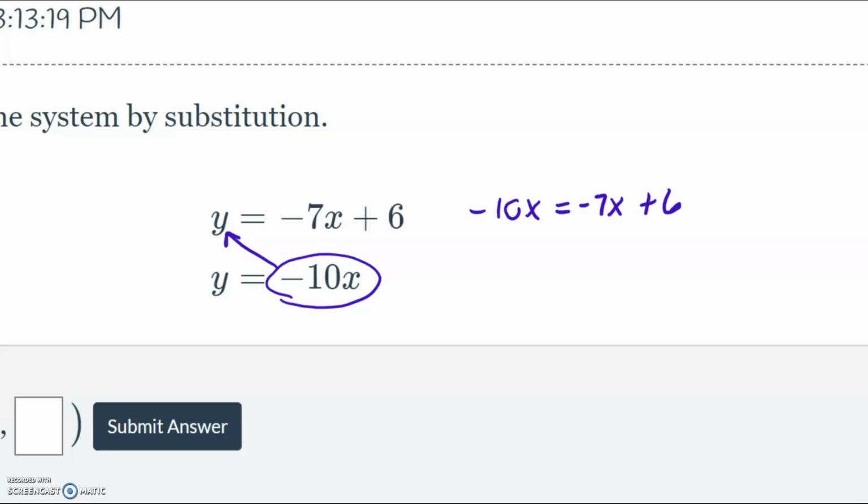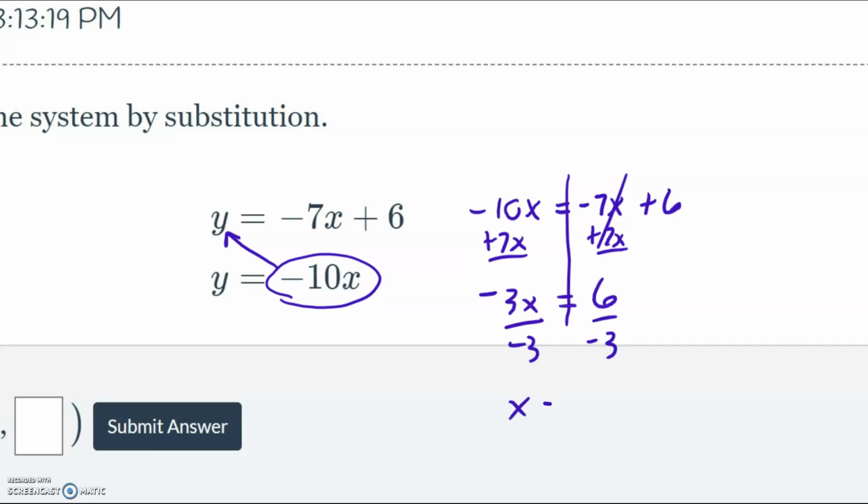Okay, from here we're going to solve for x. We need to get the x's together. So I'm going to add 7x. Negative 10x plus 7x is negative 3x. Divide both sides by negative 3. X equals negative 2. Now remember, your answer for a system is an ordered pair. It's not just one number like we have here.